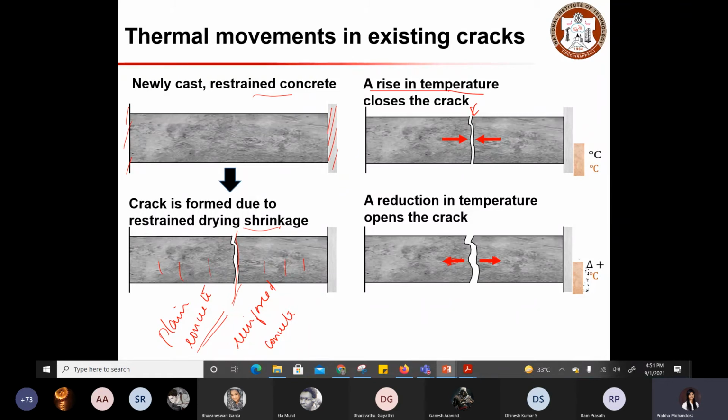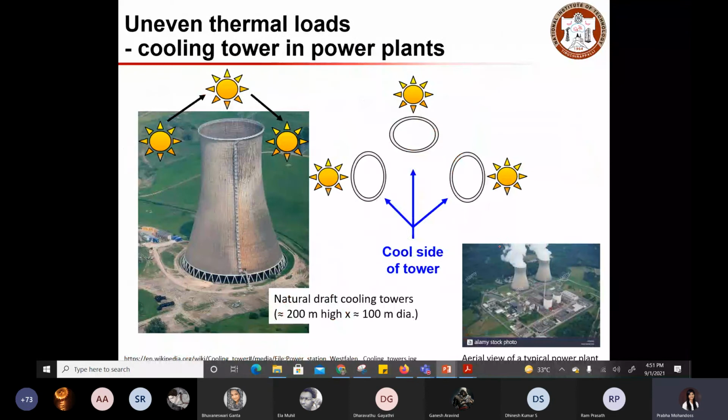I told you when temperature increases, your concrete expands. Because of that, this crack tends to get closer, so the crack width is getting reduced. When the temperature decreases, it moves in this way and it opens up the crack.